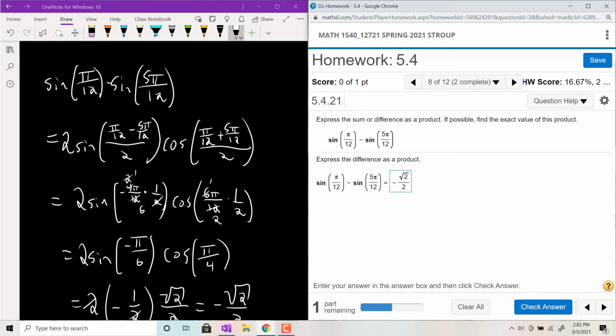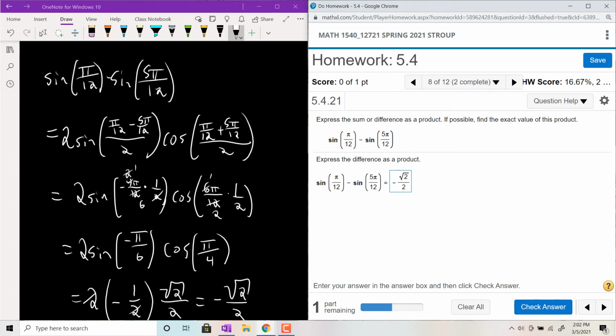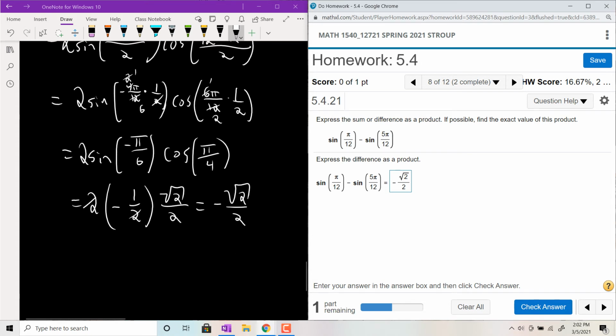Sine pi over 12, and this 2 sine of pi over 12 minus 5 pi over 12 is 4 pi over 12, which is basically pi over 3, and you end up with pi over 6. This is 6 pi over 12, which is pi over 2, times 1/2 is pi over 4. Sine of negative pi over 6 is down here. That'll be negative 1/2.